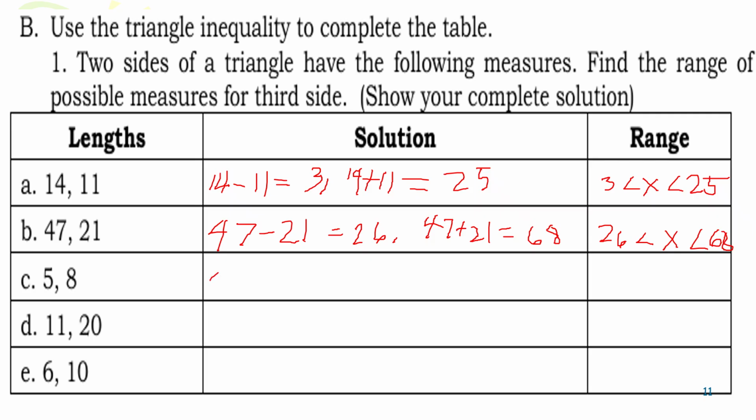Like we have here, 5 minus 8 equals -3. And if we add 5 plus 8 equals 13. Am I correct? Yes, correct. So we could say that -3 is less than x less than 13, with x less than 13. Right? You may continue for D and E. That's how we get the range.